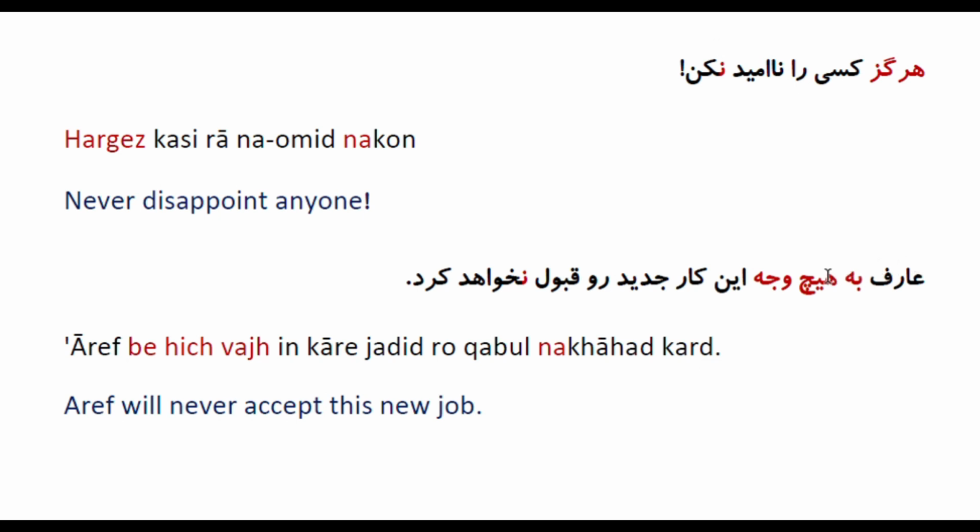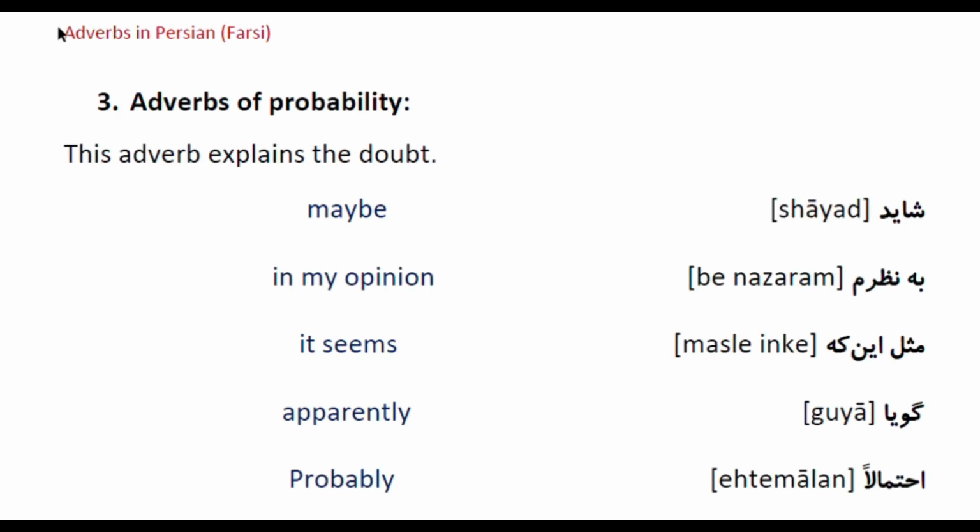As I said, these kind of adverbs usually come with negative verbs. عارف به هیچ وجه این کار جدید رو قبول نخواهد کرد. When I spoke fast, I said جدیدو. I omit the re sound here. I said جدیدو.